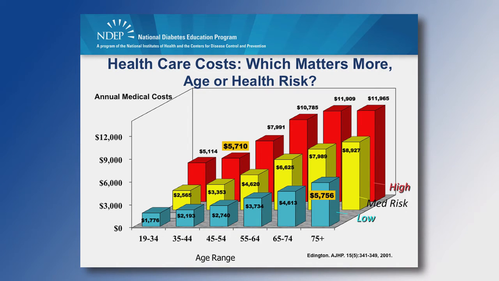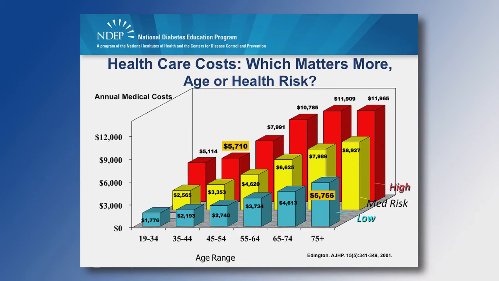One thing to consider, Dr. D. Eddington has shown in many years of research that from a healthcare cost perspective, it's actually the health risk that impacts cost more greatly than the age of the individual or the population. In other words, you can see the costs across the age bands in looking at low, medium, high-risk individuals. For someone between age 35 and 44 who is high health risk, on average they have about $5,700 of annual medical costs.